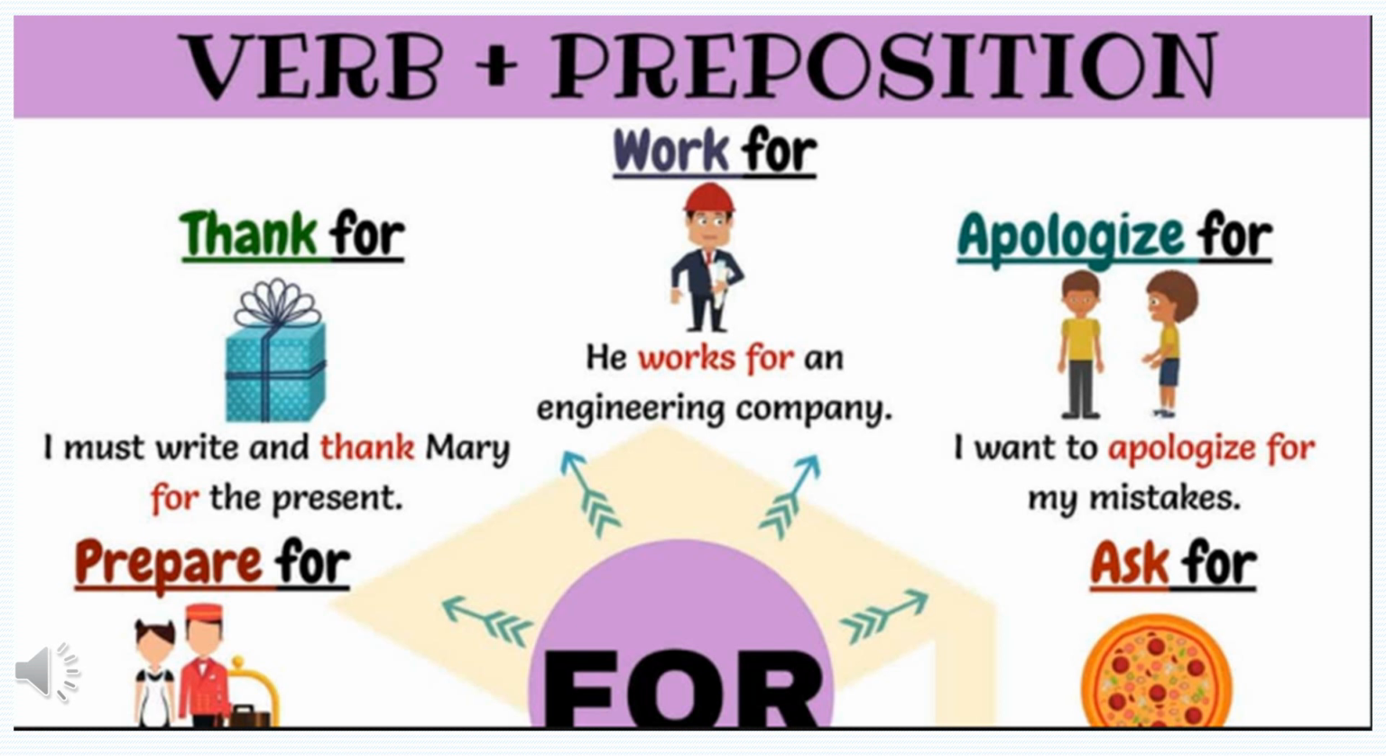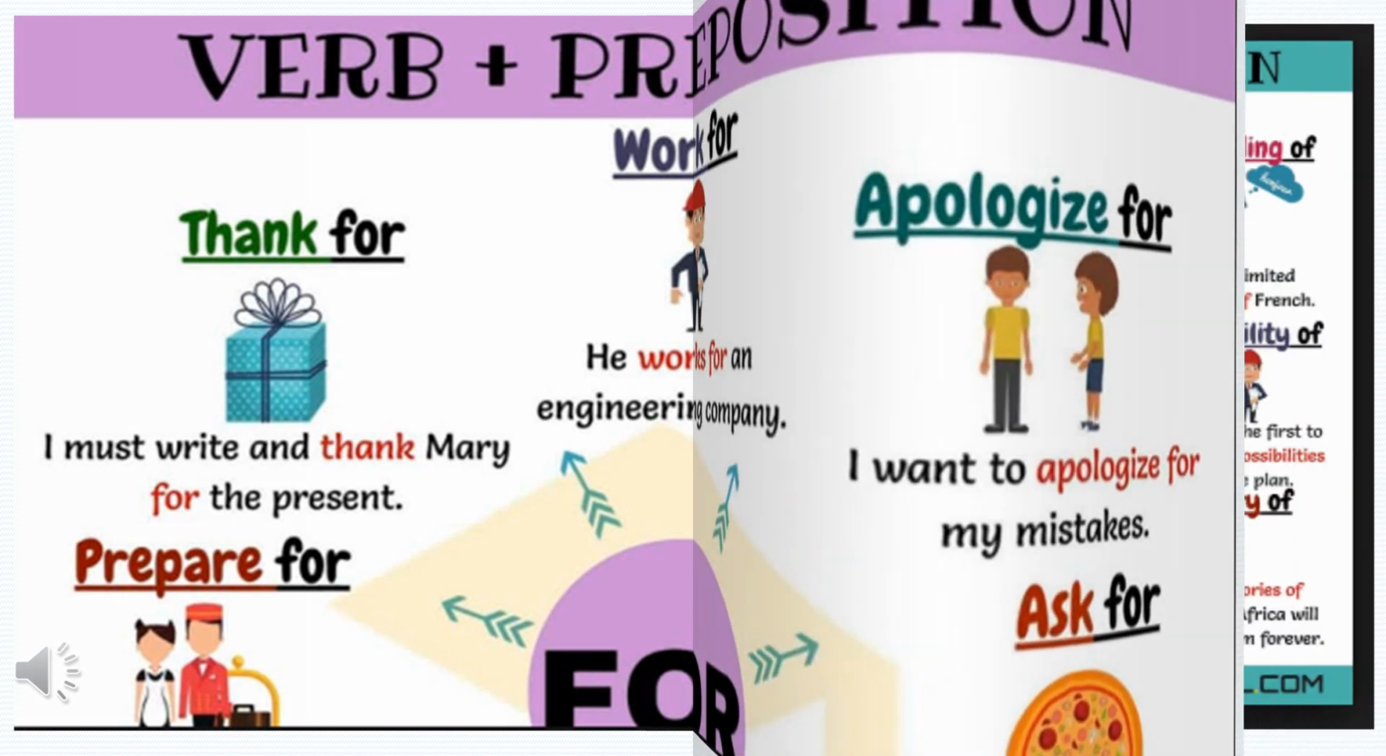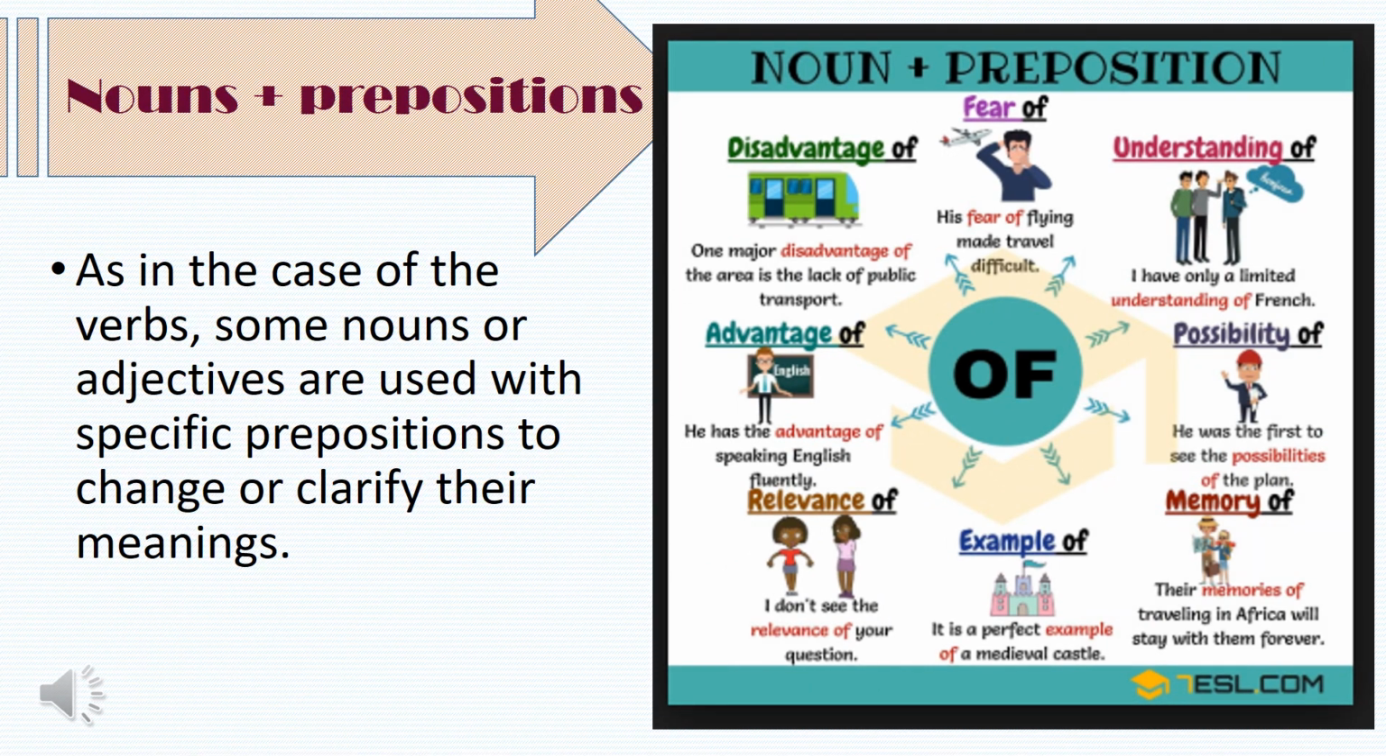Some verbs appear before the preposition for to imply the object of the preposition. As in the case of the verb, some nouns or adjectives are used with specific prepositions to change or clarify their meanings.